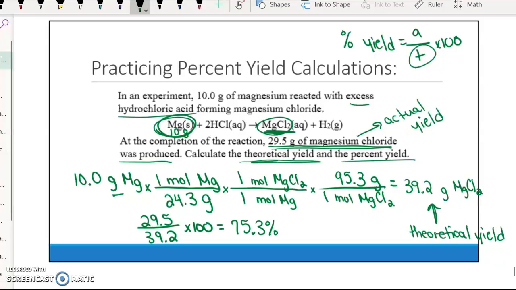75.3% yield. So these are our two answers. That and that. We answered those two questions of the theoretical yield and the percent yield.